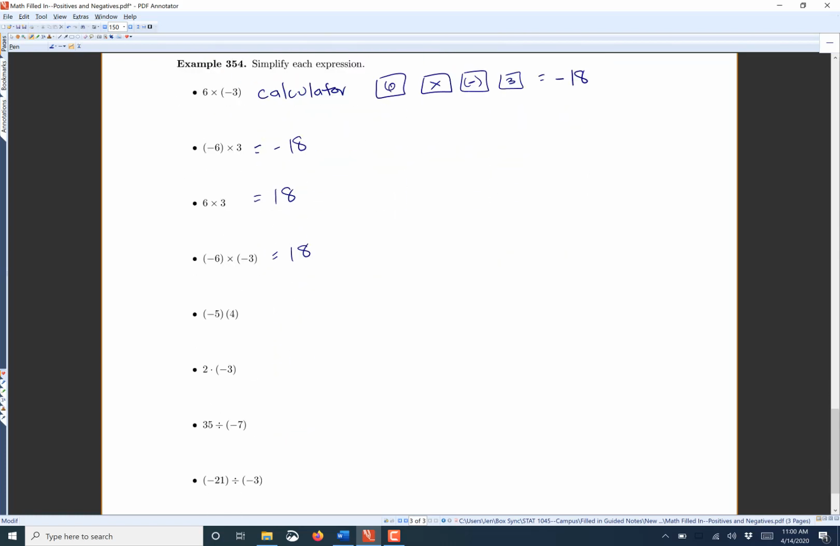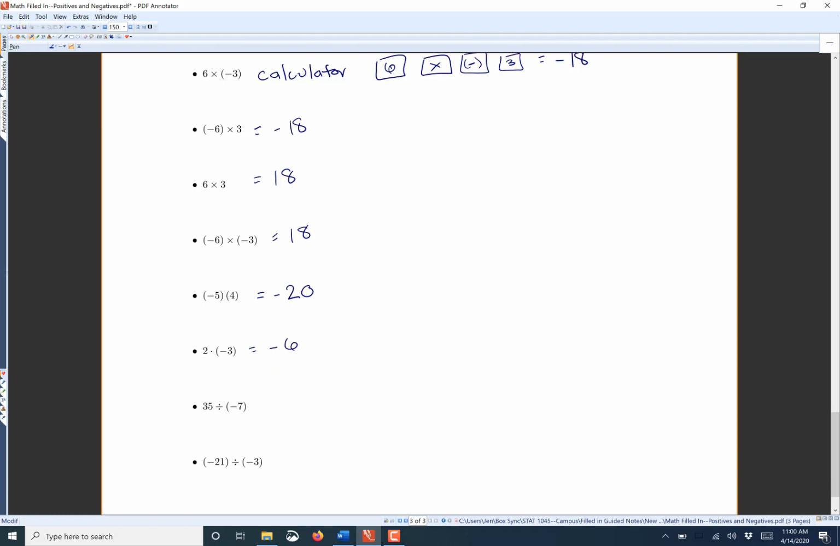Negative 5 times 4 would be negative 20. Now I want you to pay attention. I'm also trying to get you used to all of the different notation we might use. We can have a times that looks like the x. We can just put 2 parentheses next to each other, that means times. We can put the little dot, that means times. So 2 times negative 3 gives me negative 6, because there was one positive and one negative. Multiplying or dividing, that will give me negative.